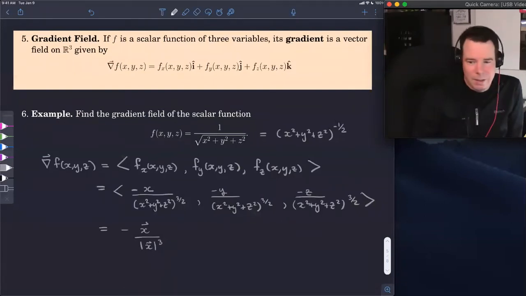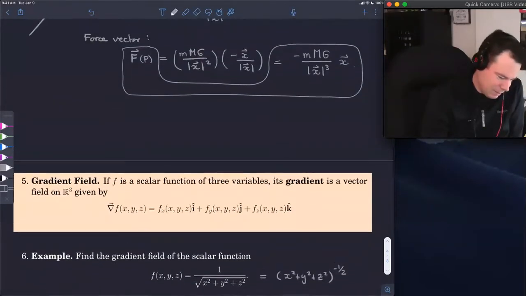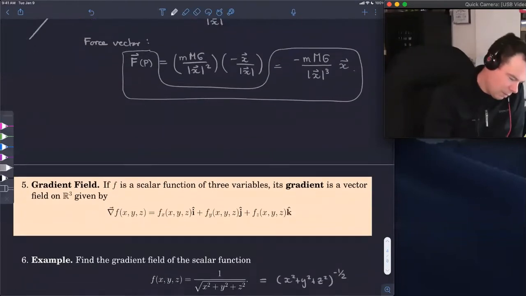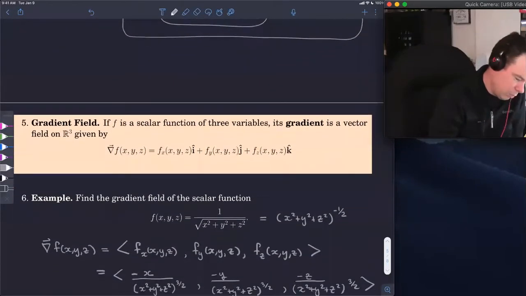Now, if you've got a keen eye and you're looking at this, you're thinking to yourself, wait a minute, that is the same vector field that cropped up top here. It's just this force vector field, capital F, is that negative x over the magnitude of x cubed with some extra constants in front of it, little m and big G. So in this regard, we can look at this force vector field. It is actually the gradient vector field of some scalar function. And we can write down what the scalar function is, and we'll do that in just a second.